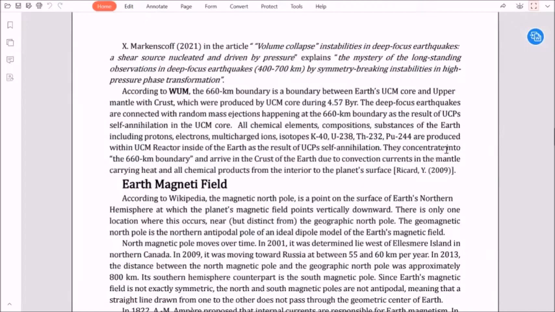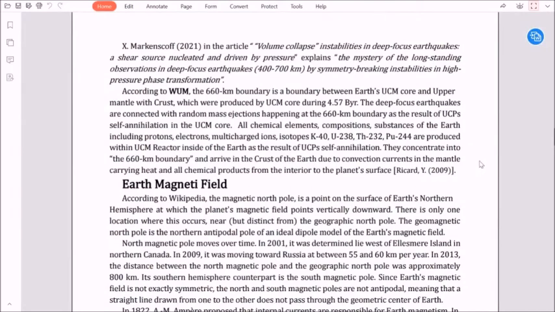North magnetic pole moves over time. In 2001, it was determined to lie west of Ellesmere Island in northern Canada. In 2009, it was moving toward Russia at between 55 and 60 kilometers per year. In 2013, the distance between the North magnetic pole and the geographic North Pole was approximately 800 kilometers.